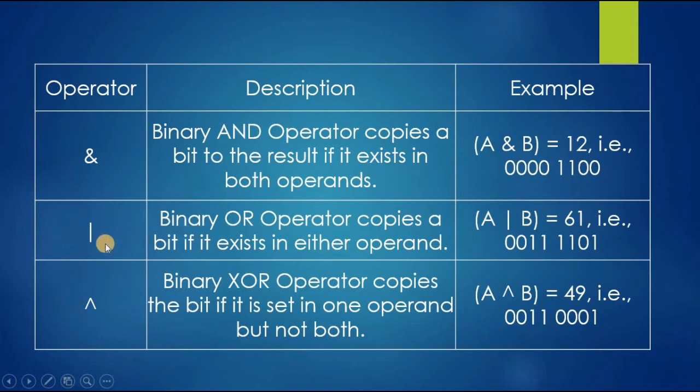Next operator is the OR operator. OR operator copies a bit if it exists in either operand, A or B. We got the result as 61. Next one is the XOR operator. XOR operator copies the bit if it is set in one operand but not both. For the XOR operator we got the result as 49.